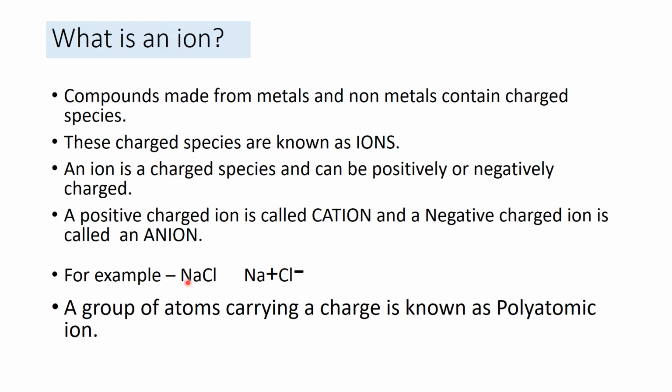As you can see in this example, this is NaCl, sodium chloride. In NaCl, Na, sodium, is a metal, and chlorine is a non-metal. Sodium, which is a metal, has a positive charge and makes a cation, and chlorine, which has a negative charge, makes an anion. A group of atoms carrying a charge is known as a polyatomic ion.